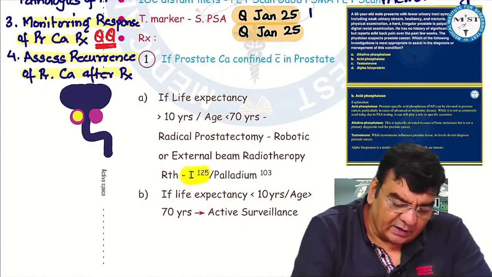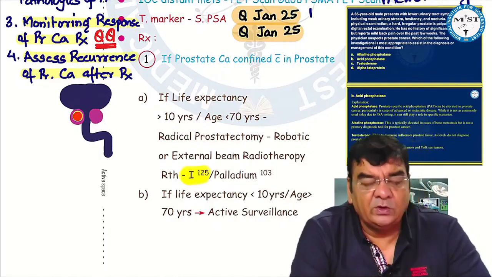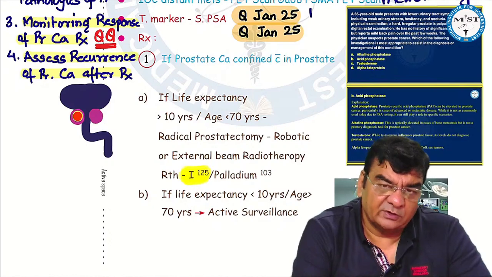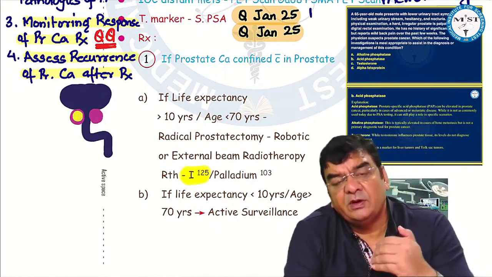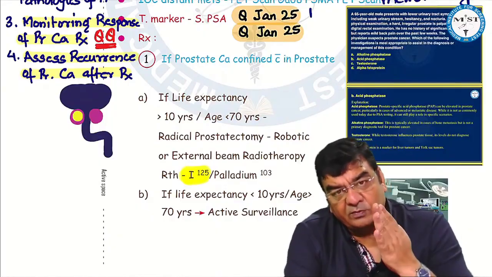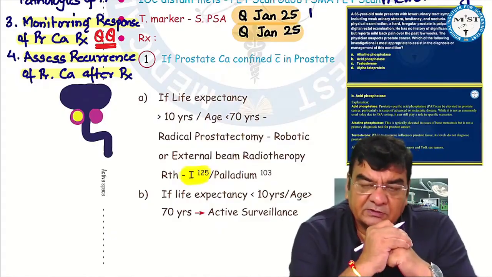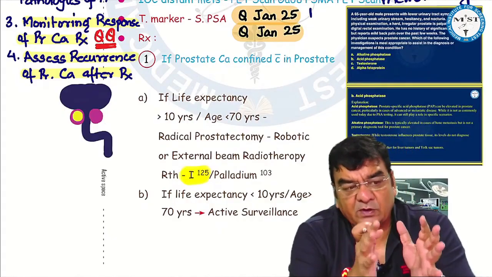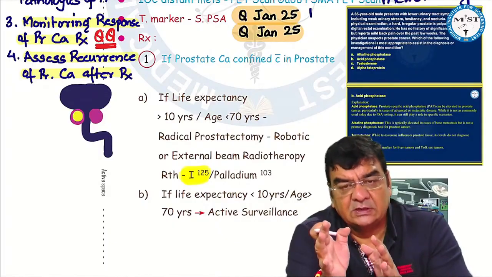However, if the cancer is confined within the prostate and the age is more than 70 years, where life expectancy is less than 10 years, no need to do radical prostatectomy or radiotherapy. Just do active surveillance, because this cancer may not grow fast. And if the patient is not going to live for a long period, then no need to give complications of surgery or radiotherapy in this patient. We just do active surveillance, where we can do follow-up of this patient with MRI every 6 months.